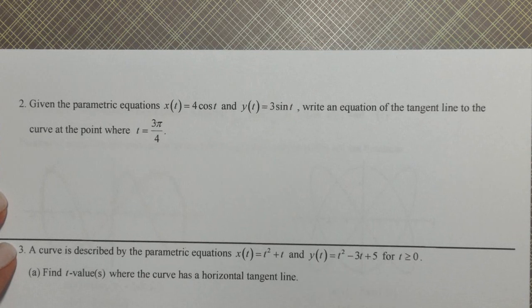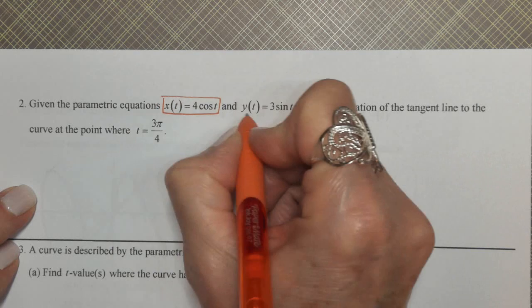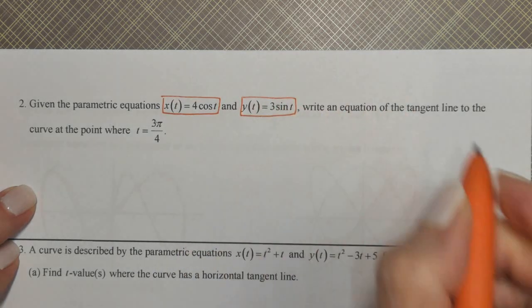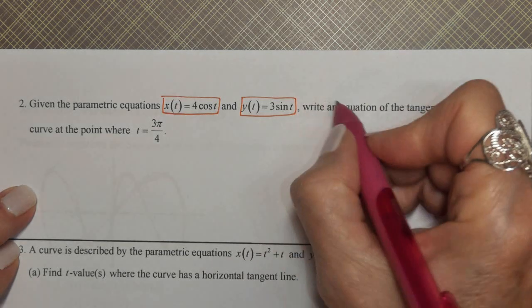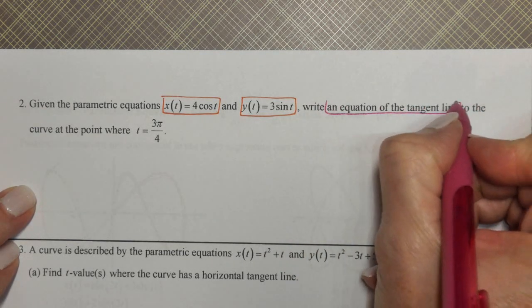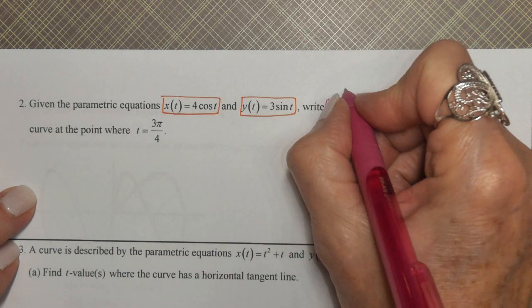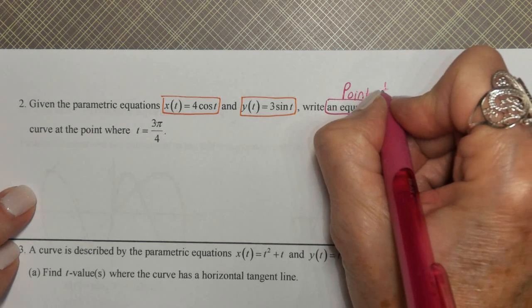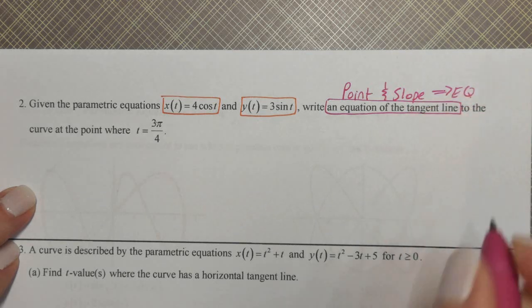Okay? Number 2. Given this set of parametric equations, we have x is equal to 4 cosine t, y is equal to 3 sine t. Write an equation of the tangent line to the curve at the point where t is 3 pi over 4. Equation of the tangent line, I know I need point and slope. And then I can get the equation. Right? So let's first do the point.